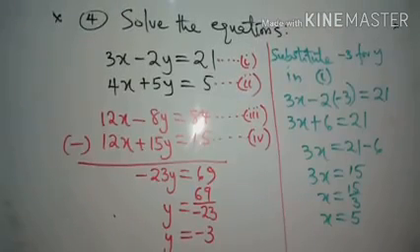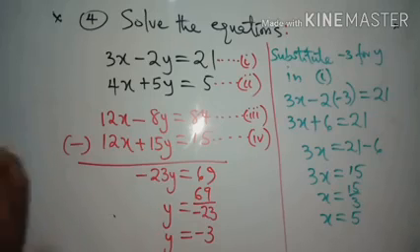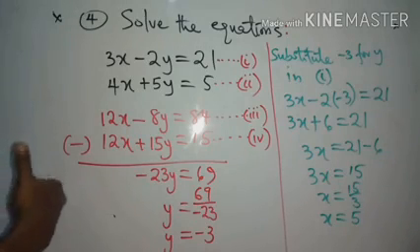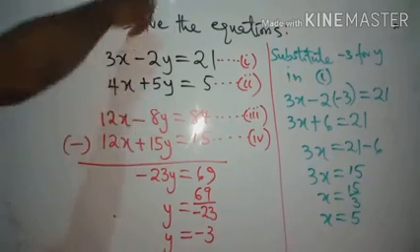Question number 4. Solve the equation 3x minus 2y equals 21, that's equation 1, and 4x plus 5y equals 5, equation 2. This is a simultaneous equation. The first thing I want to do here is to think of the method I want to use. So I want to use the method of elimination. I want to eliminate one of these terms.